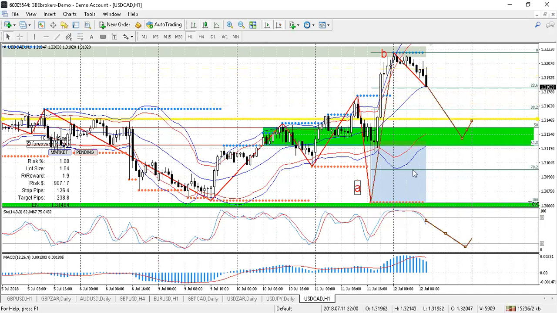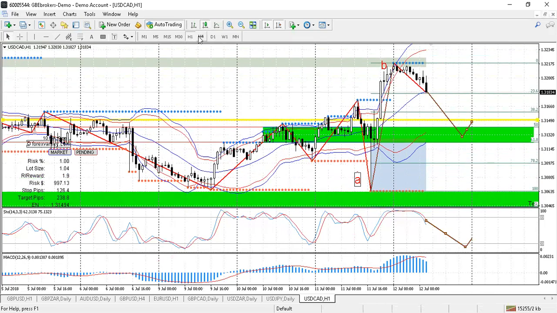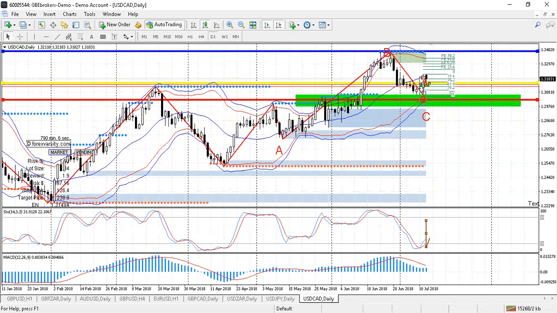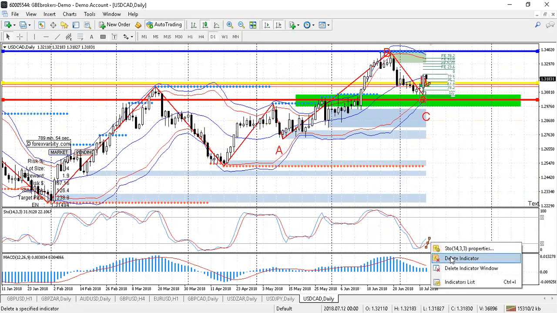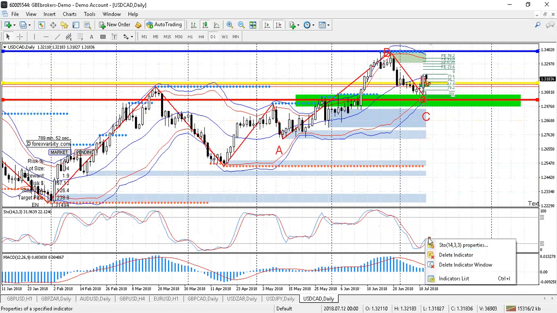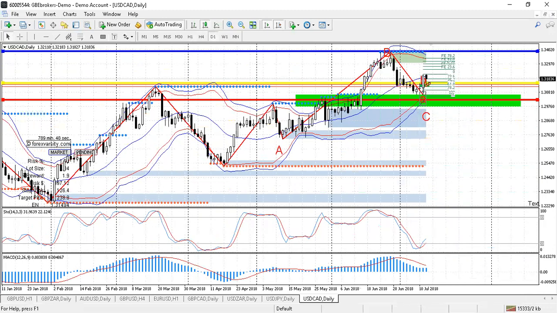And guys, don't get confused. Although I'm doing this on the 1 hourly, it's actually still a daily trade. So if you go back to the daily, then you can see this is what I'm looking at. I'm just getting an early entry on a retracement here. Let's delete this. Sorry guys. I'm just getting an early retracement.